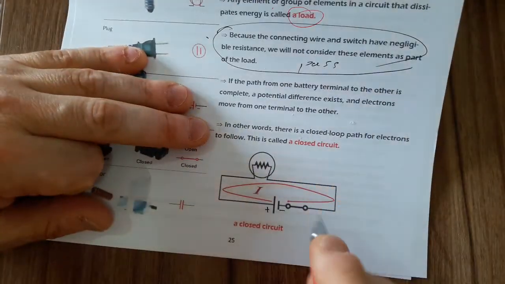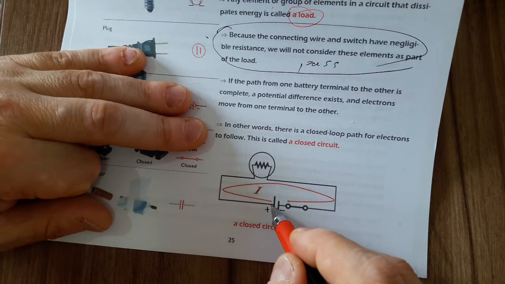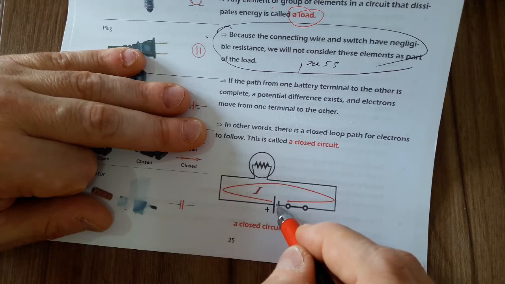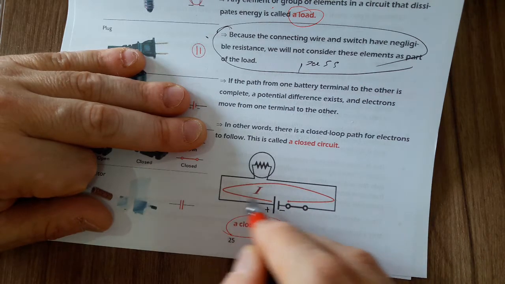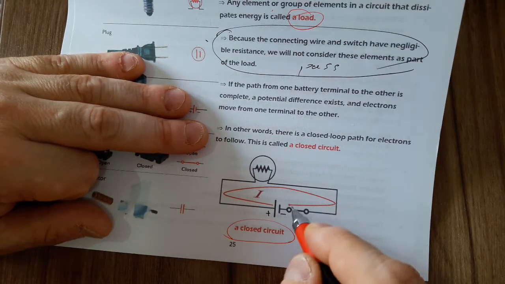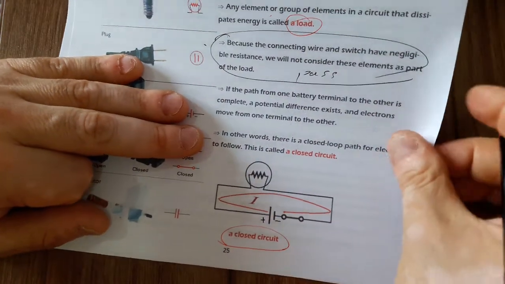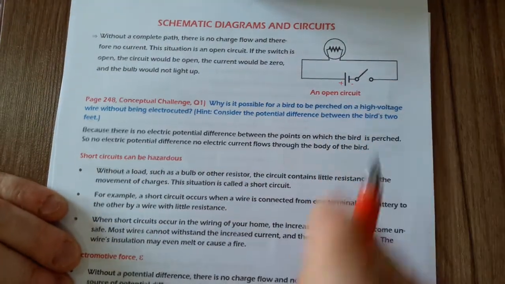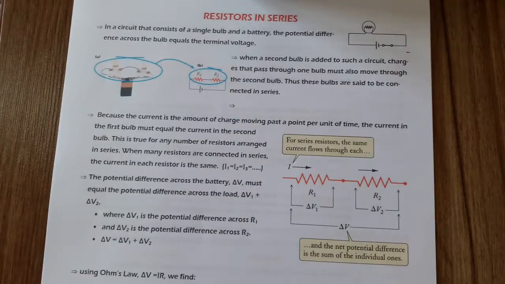Now, here is the load, here is the bulb, this is the battery, and this is the switch. So when you connect this circuit, electric current will start from the positive, pass through the bulb, and come to the negative. It is called a closed circuit. If electric current is able to move, it is a closed circuit. But if you open the switch, electric current cannot move. That is called an open circuit. So this is an open circuit, as you see. Electric current is not able to move from positive to negative because here it is open.